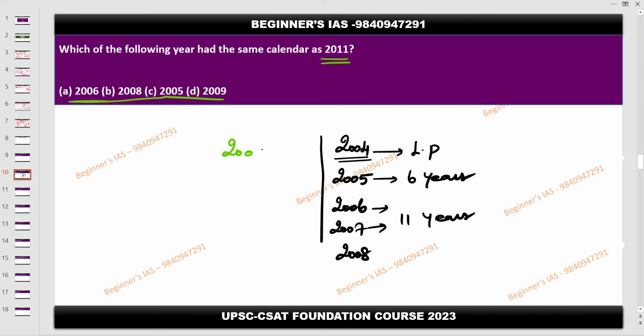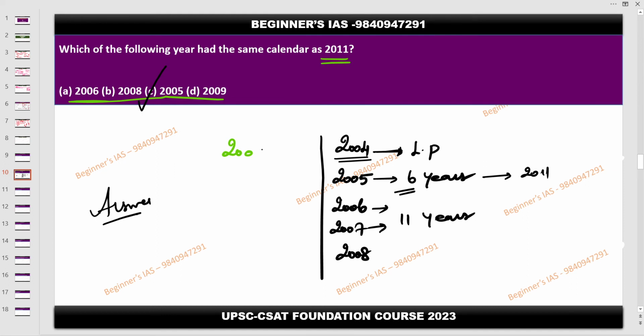2004 is the leap year. The immediate year which follows after the leap year repeats every 6 years. Understood? 2006 and 2007 repeat every 11 years. Understood? So this note I have provided in the last class itself. 2004 is a leap year. The immediate year after the leap year repeats every 6 years. So therefore 2005 only repeats in 2011.